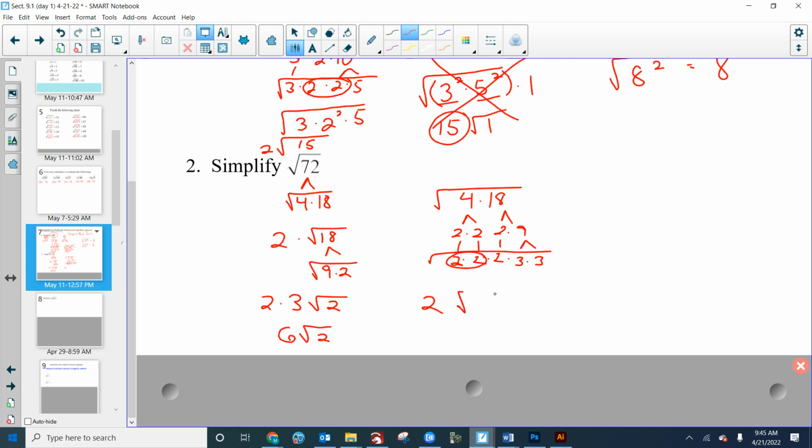Ready? 2. Does it have a nice partner to make a square? No. I'm sorry, it has to stay. How about 3 and 3? 3 squared. The square root of 3 squared comes out as a 3. What's left inside all by itself? 2. And you could say 6 times the square root of 2. So if you like to break it up into all of its primes and then find the pairs that make squares, that rhymes. You could do that.